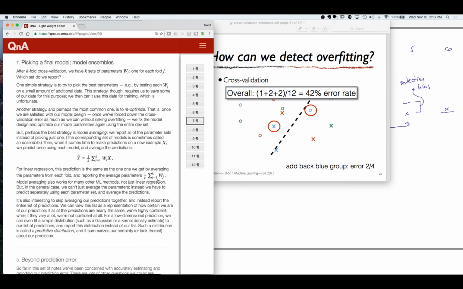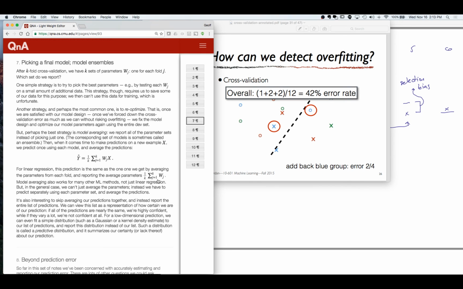The other interesting thing is that we can skip averaging our predictions together, and we can report the entire list of predictions. And that list has more information in it than just the mean, and so it's kind of nice to have that extra information. In particular, we can think of the list as representing how uncertain we are about our prediction. If all of our models in our ensemble make the same prediction, then we're confident, and if their predictions vary all over the map, then we're not very confident in our prediction.